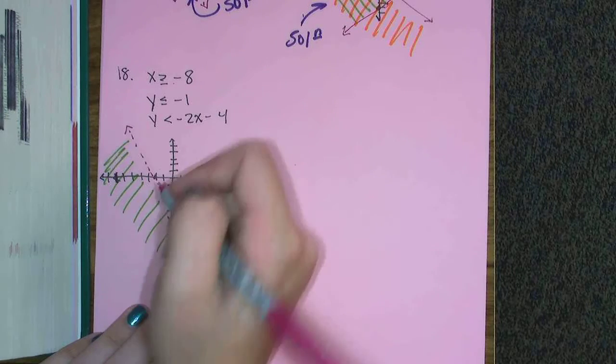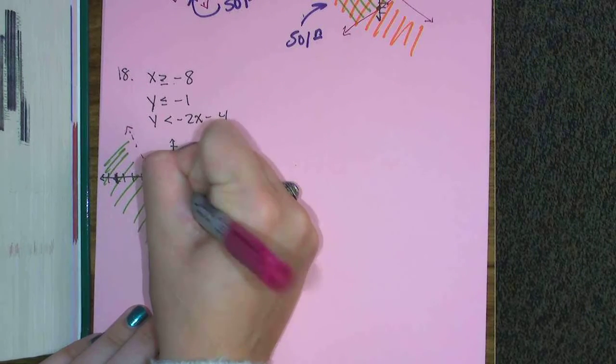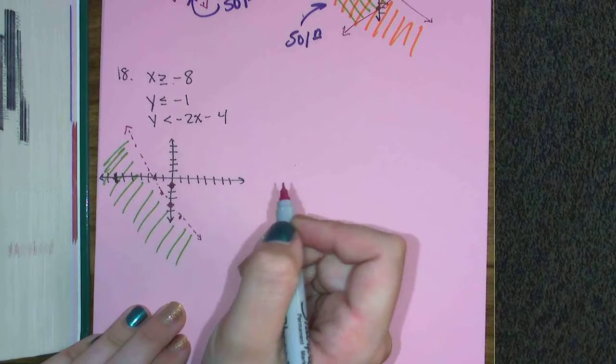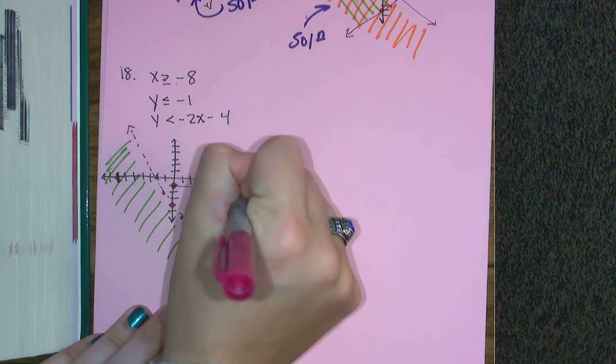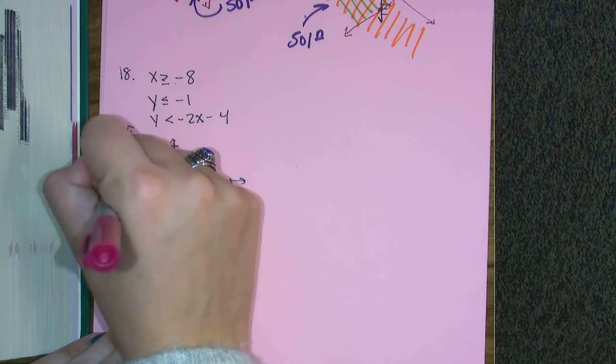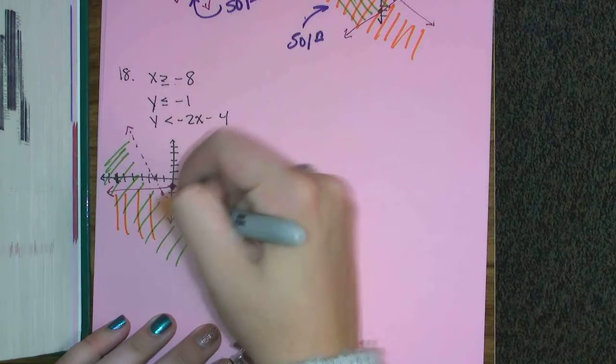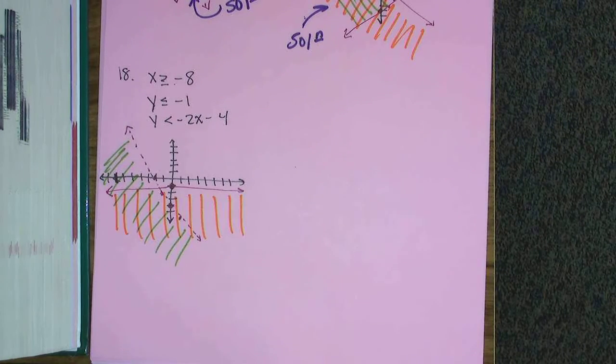Okay, so if it's y, we are always on the y. And is it solid or dotted? Shaded, which direction? Okay, it's less than, so it's down. Alright, x is greater than or equal to negative 8.